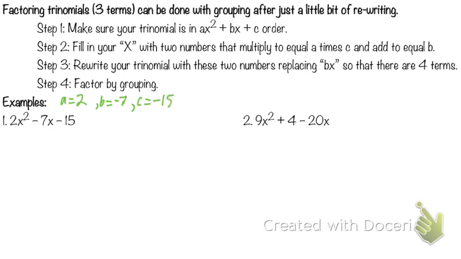Now, it says my step 2 is to fill in my x with 2 numbers that multiply to equal a times c and add to equal b. Okay, this is kind of weird, but I want us all to draw an x over here, and the x should be big enough to where you could write a number in each of these 4 blanks.